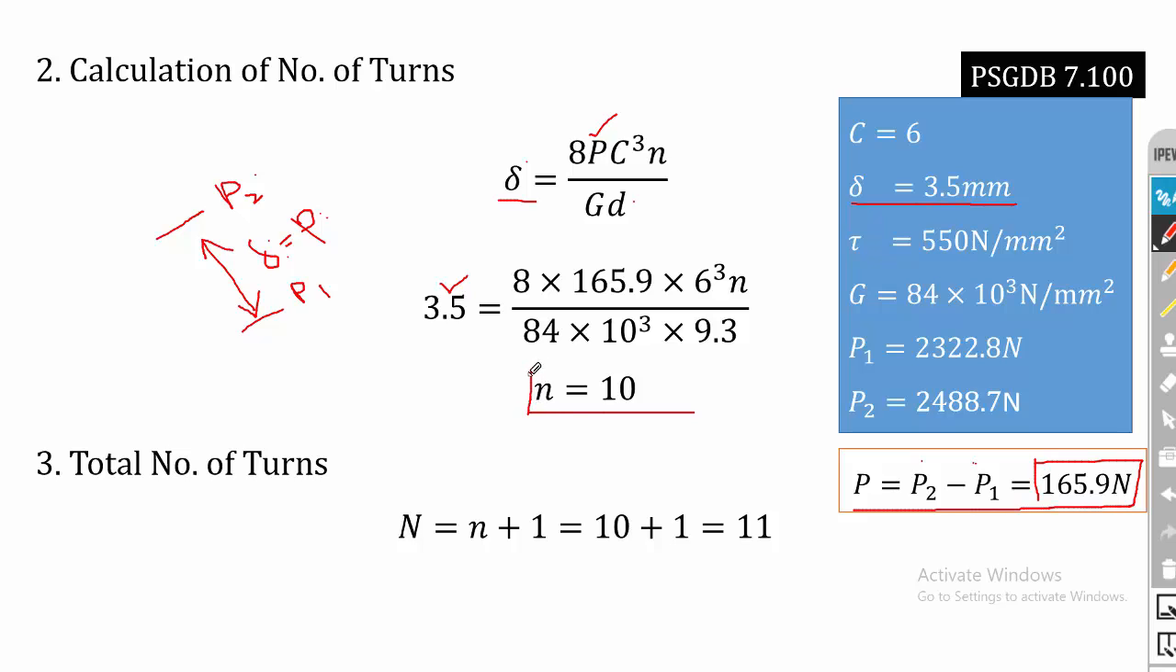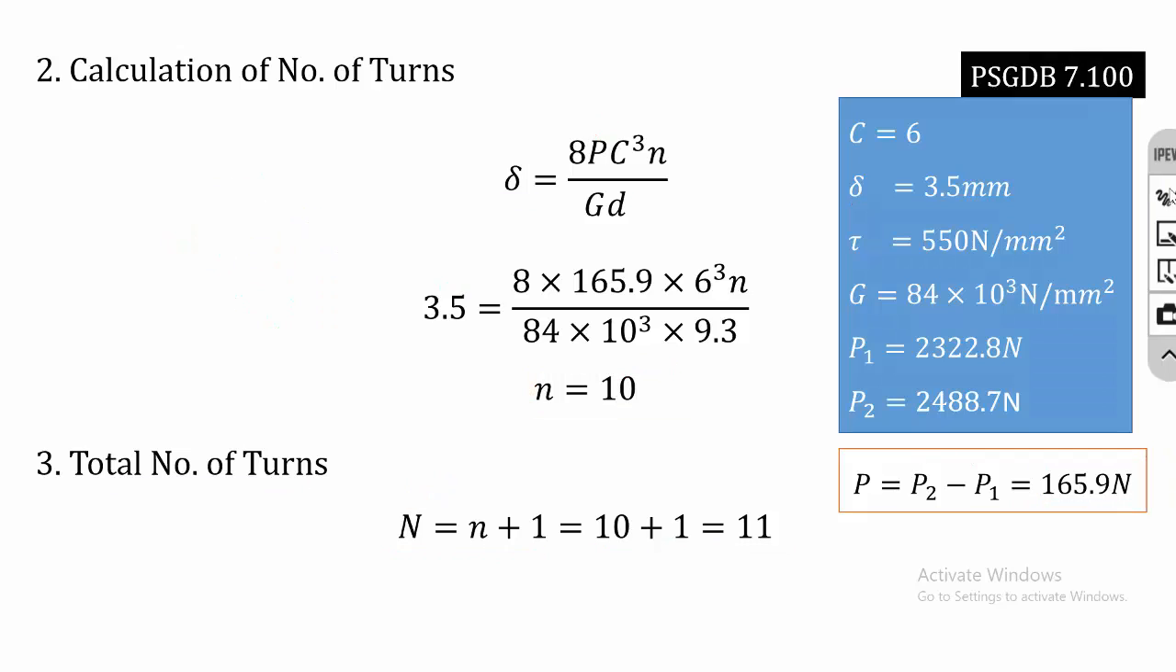So small n is actually the number of active coils. Then the total number of turns for a helical tension spring is capital N is equal to n plus 1. Capital N is total number of turns including active and inactive turns. The difference between active and inactive turns is that the active turns will carry the load and the inactive turns will not carry the load. In general the inactive turns are at the end side. So here the active turns is 10, so it is 10 plus 1, that is equal to 11.